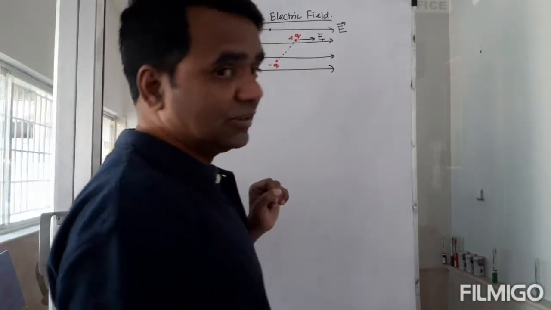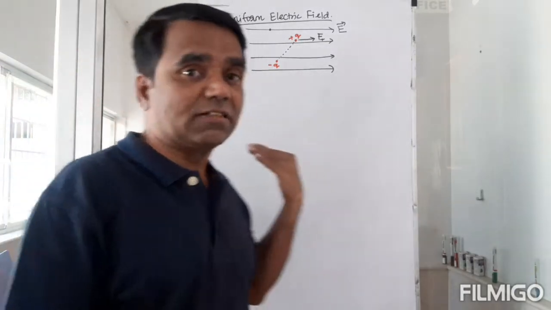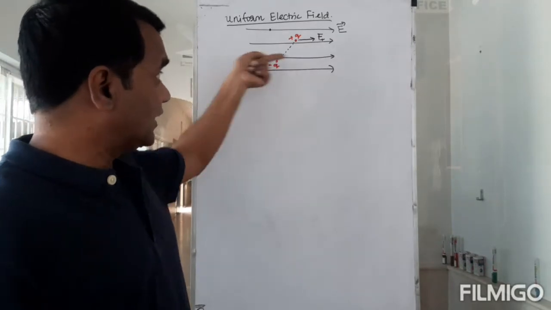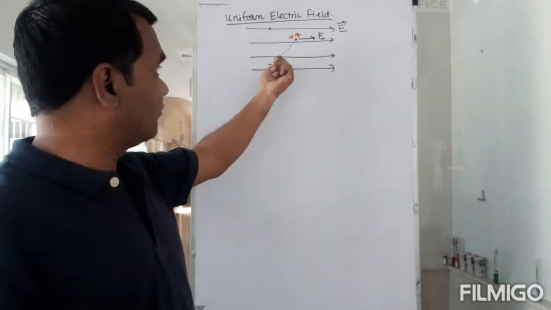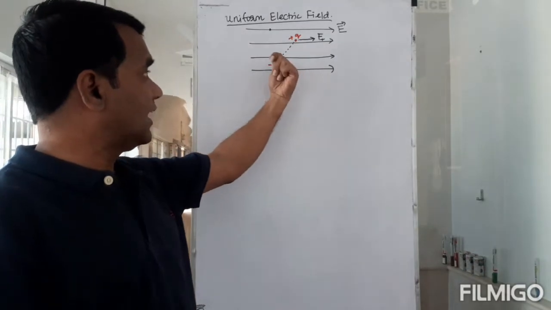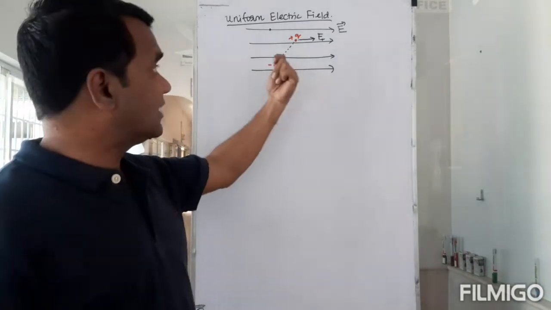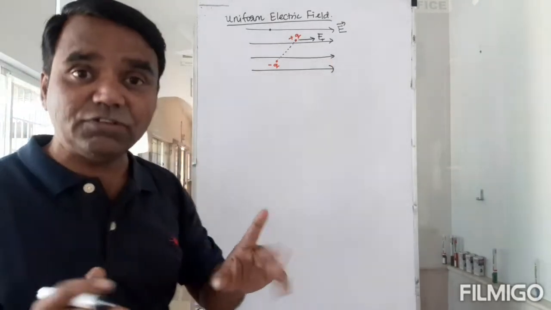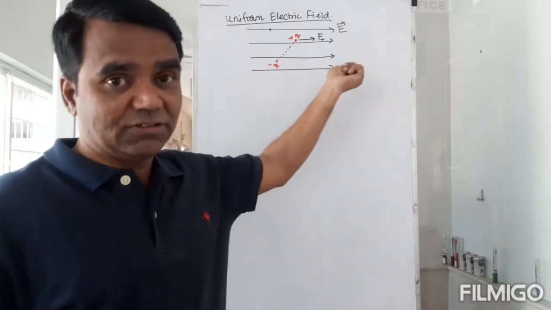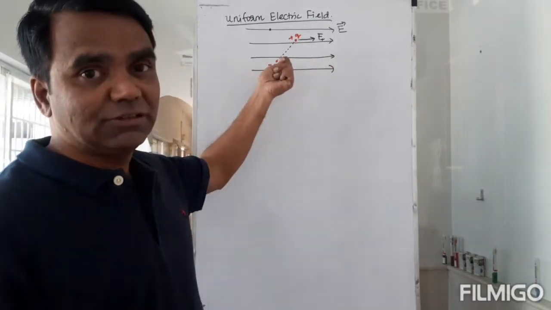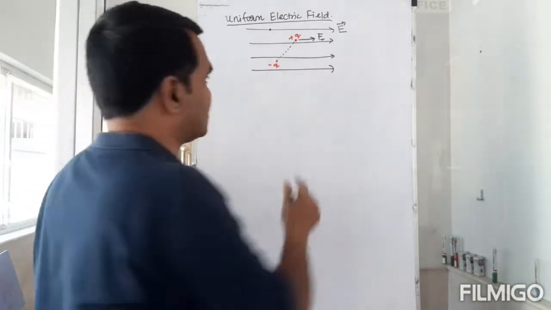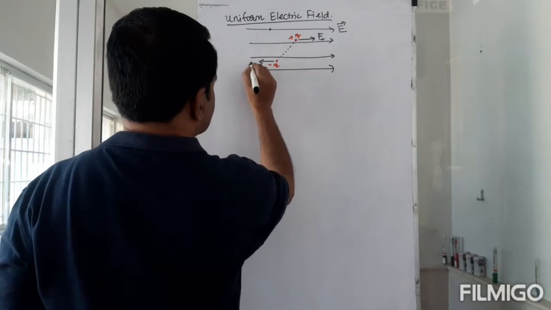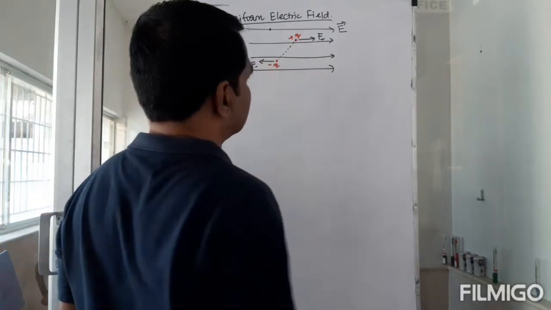And what about the negative charge? The negative charge is going to be attracted in this direction, right? Because if it were positive, it would have been repelled in the direction of E. But now it's negative, so the force will act in a direction opposite to the direction of E. Right? Because E has a direction for a unit positive charge. But now you have a negative charge, so it's going to be attracted in the opposite direction. So it's going to be in this direction. So this is the direction of the force on the negative charge.